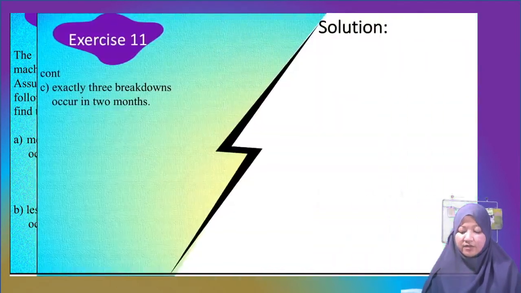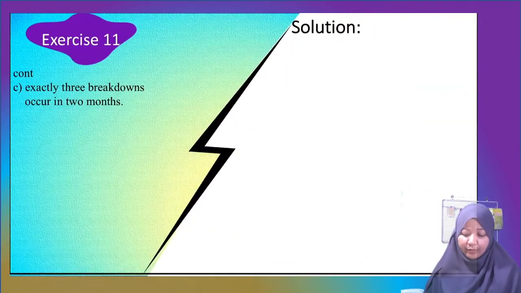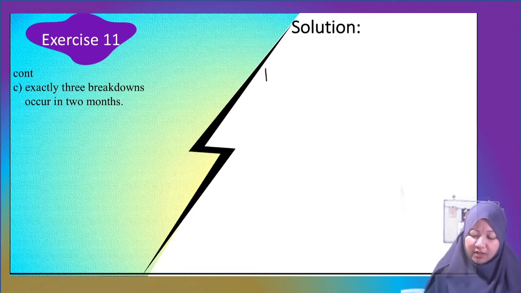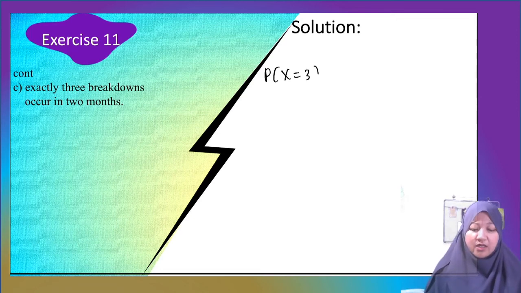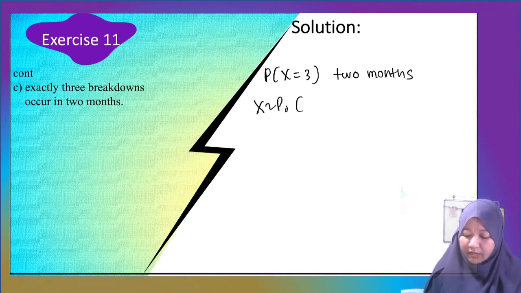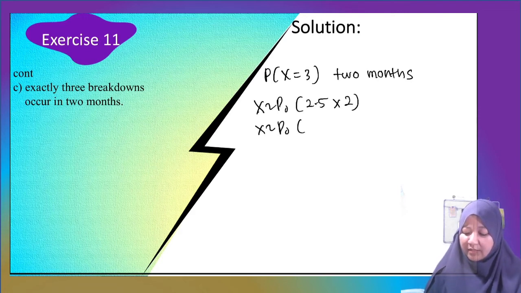Okay, next for same exercise, exercise 11. Find the probability exactly 3 breakdowns occur in 2 months. Okay, probability exactly 3 for 2 months. Jadi kita kena ubah sekali lagi lambda. Lambda asal tadi sebulan adalah 2.5. Sekarang ni adalah untuk 2 bulan. Jadi kita darab dengan 2. So, Poisson awak telah berubah lambda dia kepada 5.